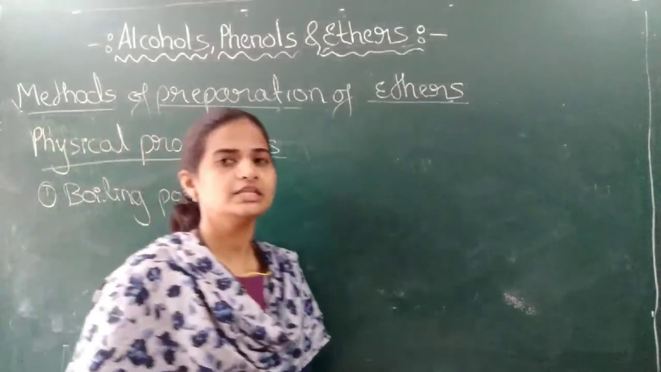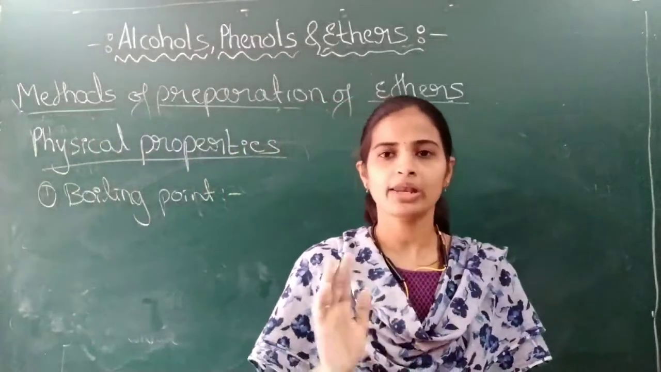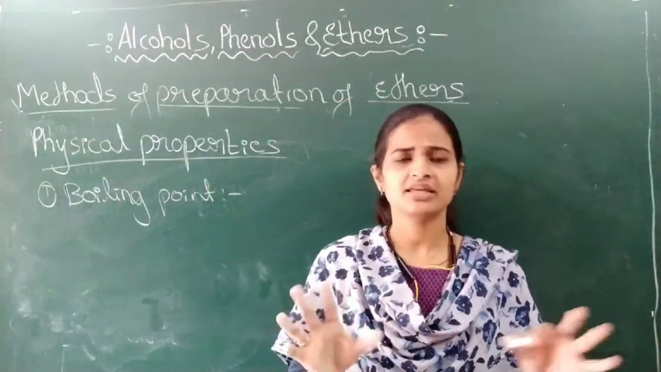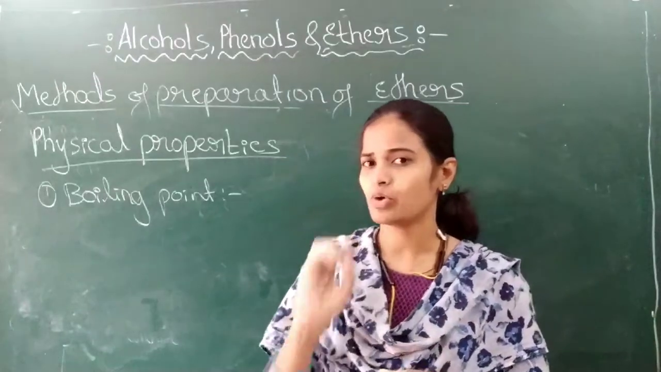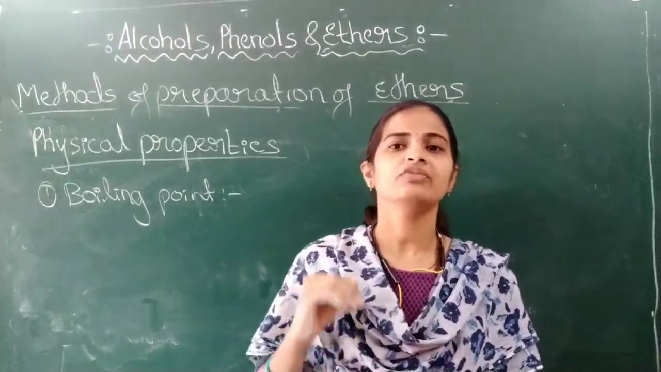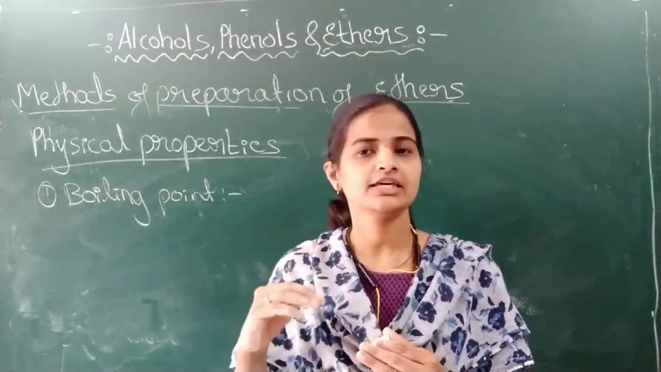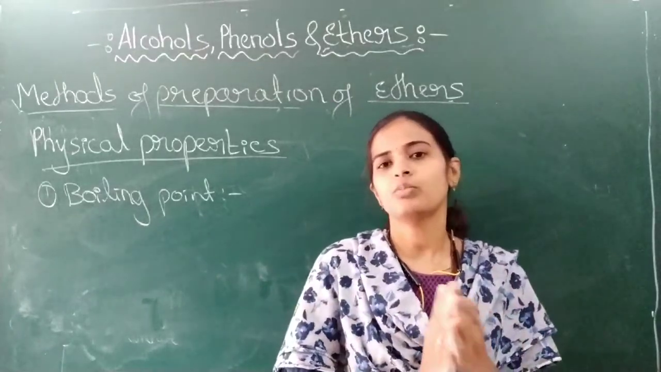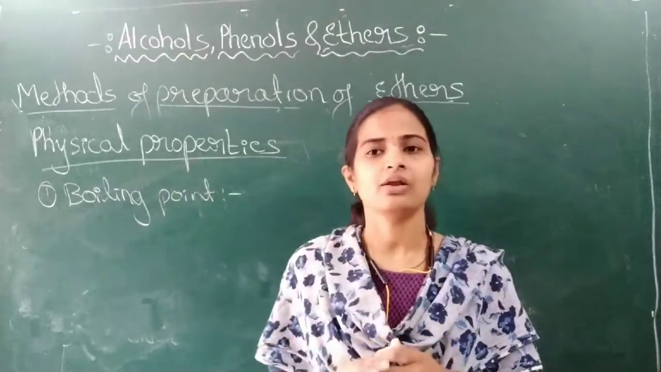The boiling point of ethers is much comparable with the boiling point of alkanes of comparable molecular mass. That means there is not much variation between the boiling points of alkanes and ethers. But when we compare the boiling point of ethers with alcohols, ethers have a much lower boiling point compared to alcohols.